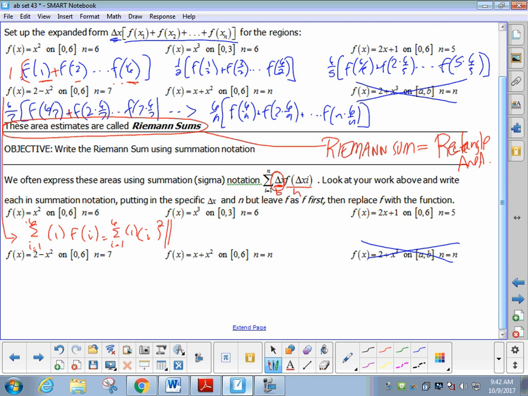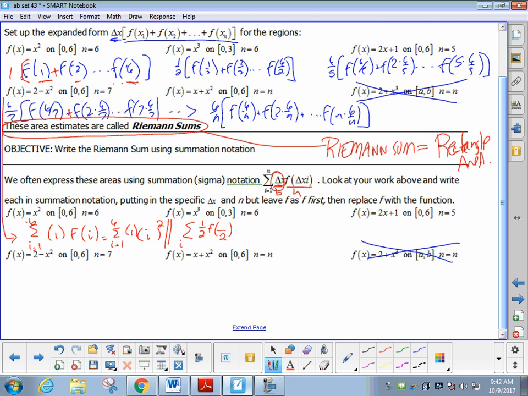This guy, in two steps, I start by saying, all right, I'm talking about the sum of bases of a half times f at, and look at what's always the same and what's different. f is always the same. The parentheses are always the same. Over 2 is always the same. And that which is counting is just the numerator. 1 over 2, 2 over 2, 3 over 2, 4 over 2, up until you get to 6 over 2.